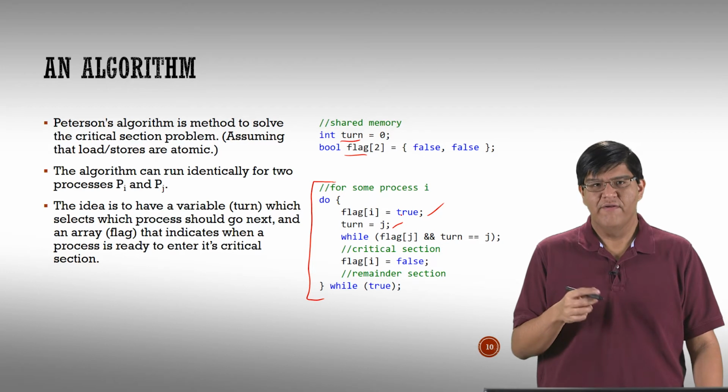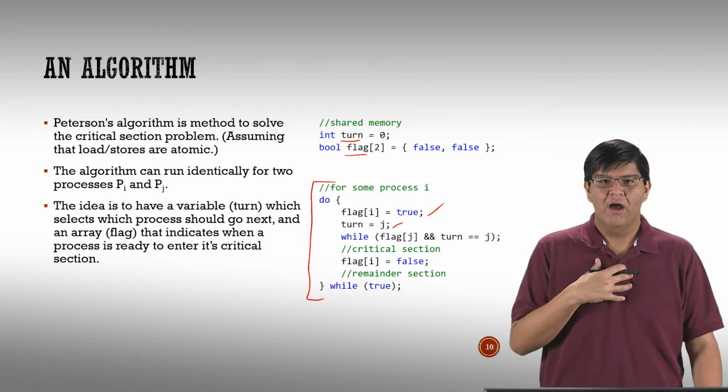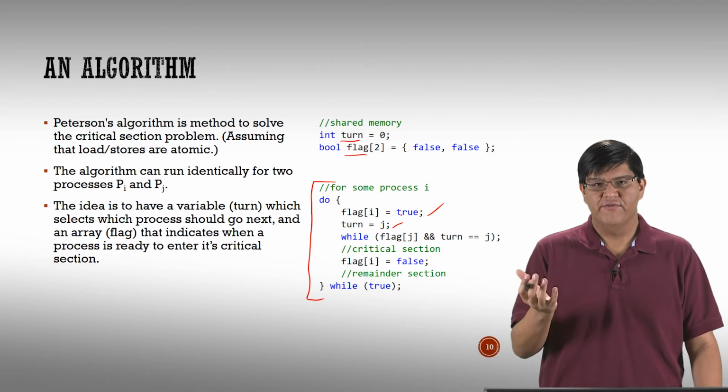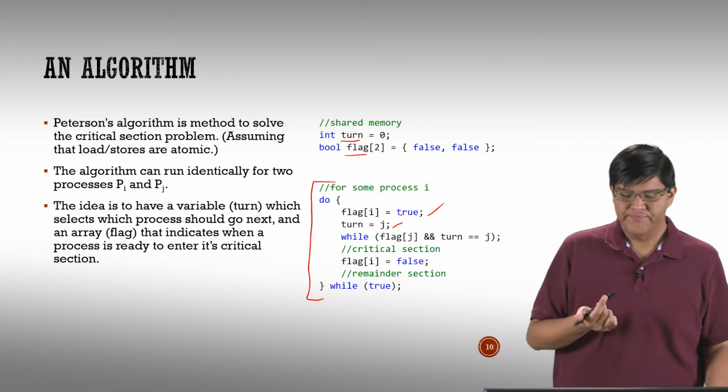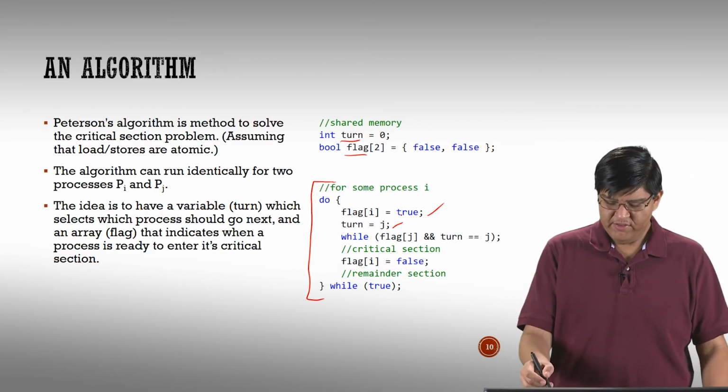I know it's a little counterintuitive, but we're saying that I want to go, but I'm going to give the other person a chance to go first. And so then we'll end up alternating. Okay, so now we have a little busy waiting loop here.